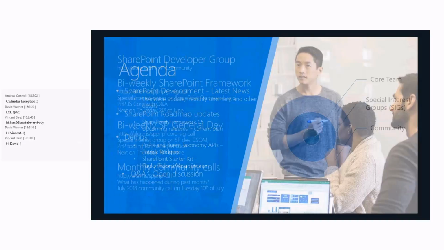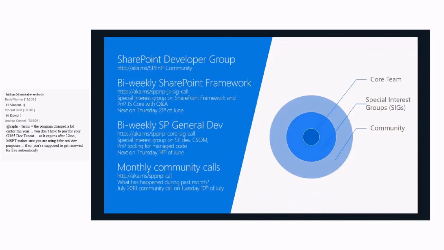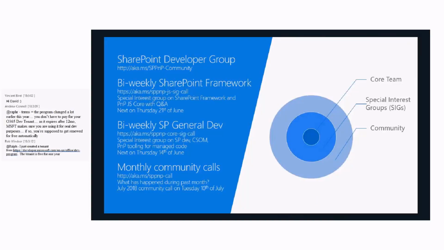Now, there are always new people joining this call, so let me quickly explain the model we have in the SharePoint developer community. Our community is actually pretty insanely active, to be honest. We have different ways of engaging with the community. You can use the SharePoint developer group in the Microsoft Tech Community by going to the SPDev or SPPnP community URL. You can join our bi-weekly SharePoint Framework community call, where we talk specifically about what's new in SharePoint Framework, with SharePoint Framework demos and all of that.